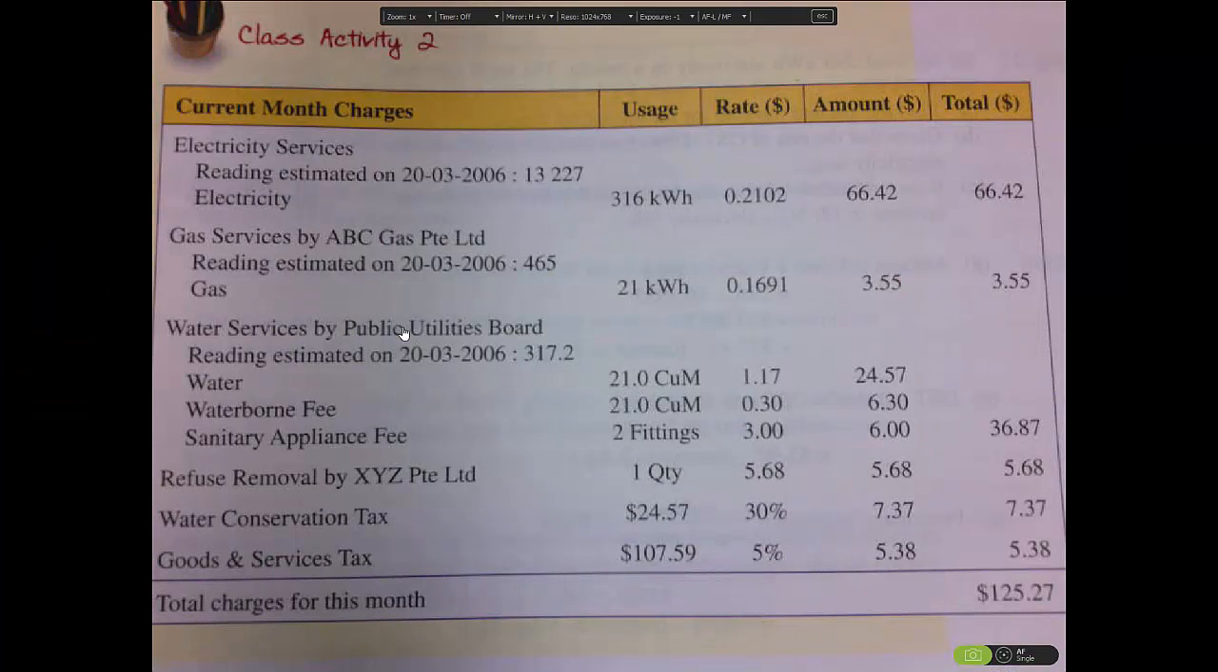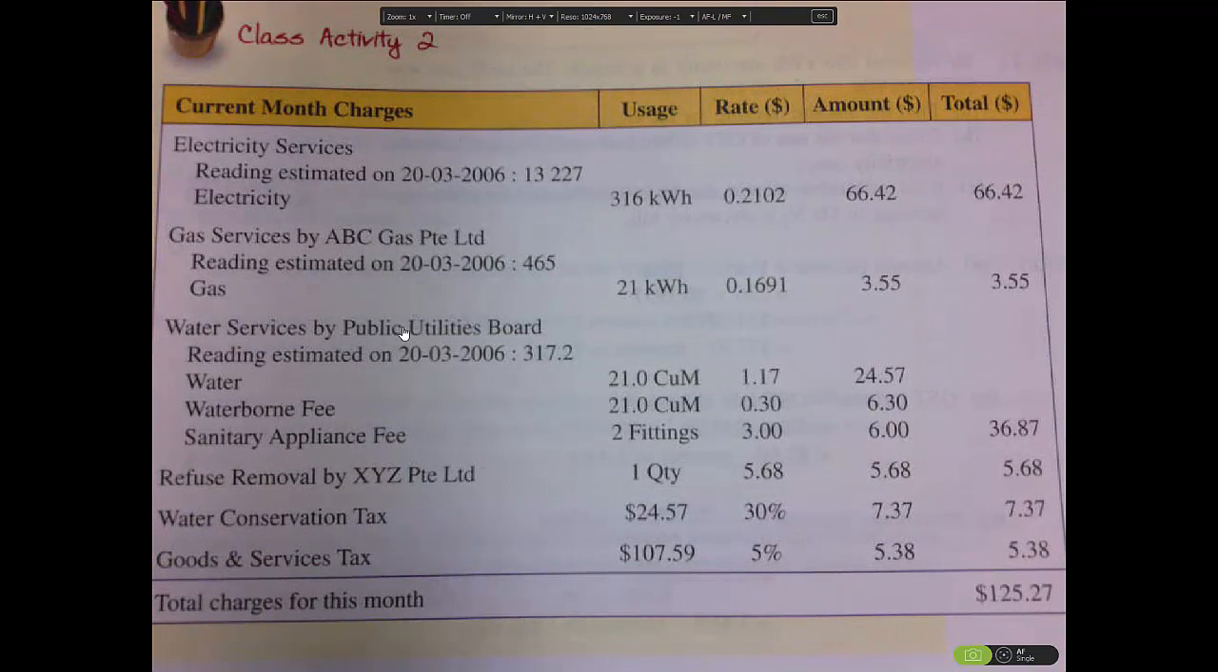Alright, today we're going to talk about 5.4, Discovering Mathematics Textbook 4B, page number 19. This is where I'm going to explain to you rather briefly how the monthly charges come about.